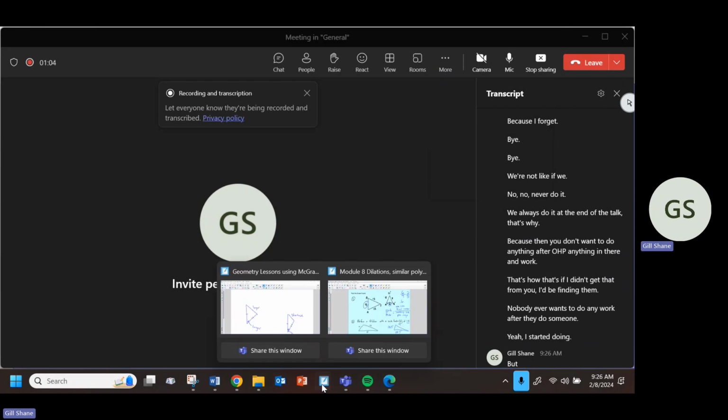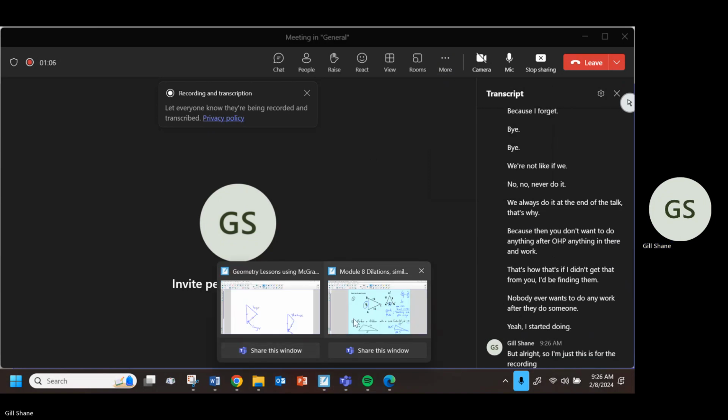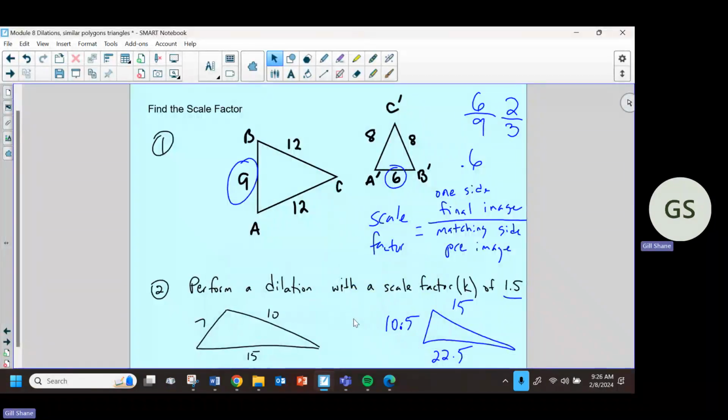All right, so this is for the recording. We just went over the exit ticket possible questions. If we are finding the scale factor, we use that formula in blue: scale factor equals final image divided by pre-image. Make sure you're matching the correct sides, we said. So in that problem, we got 2/3 or 0.6 repeating, really. Don't round that off if you're trying to compare.